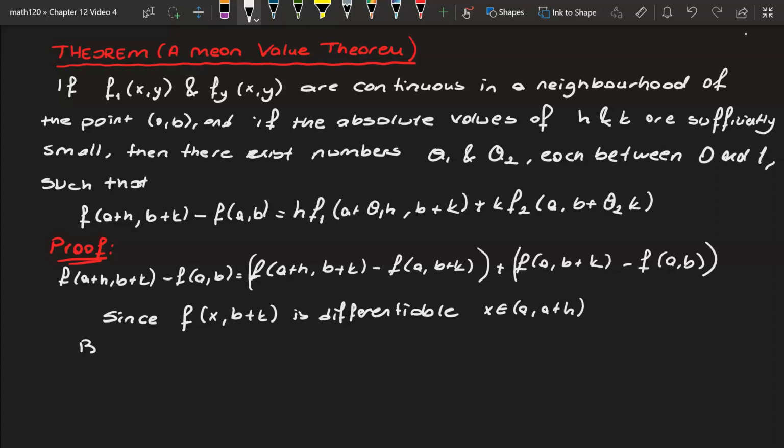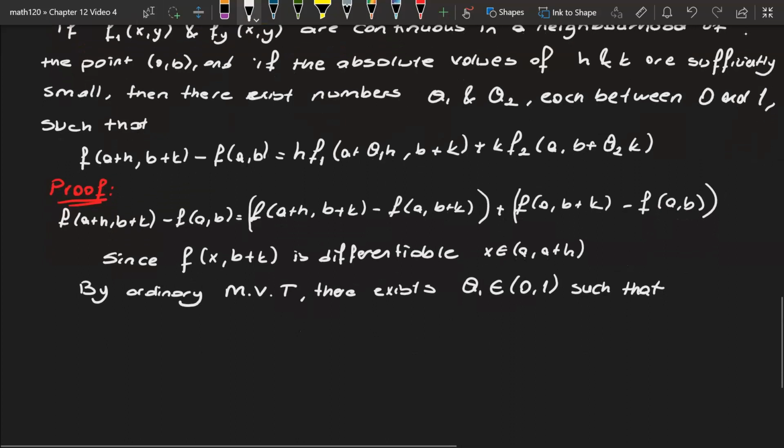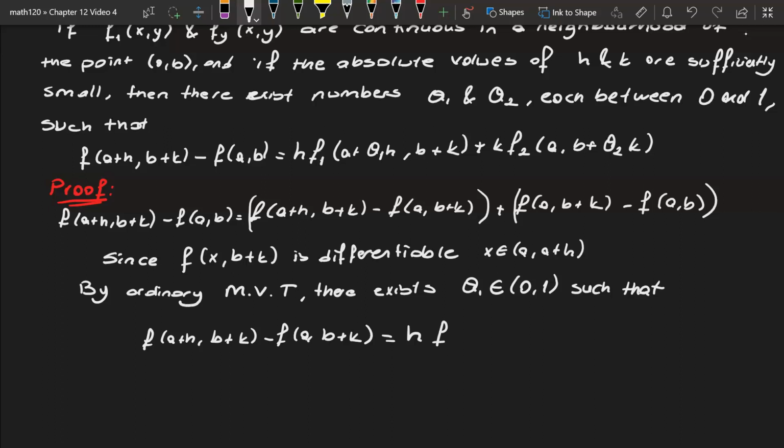So by the ordinary mean value theorem from Math 119, there exists a number delta 1 between 0 and 1 such that f of (a plus h, b plus k) minus f of (a, b plus k) is h times the derivative of f with respect to x at (a plus delta 1 h, b plus k).